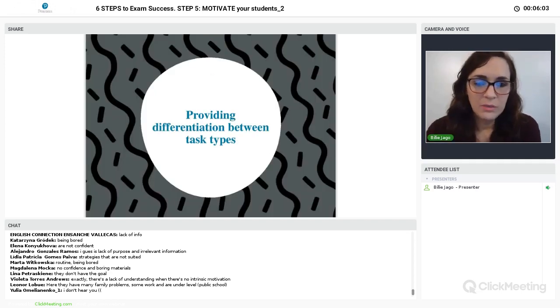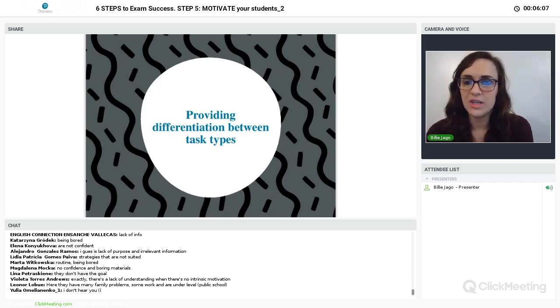So the first point I want to discuss is providing differentiation between task types.